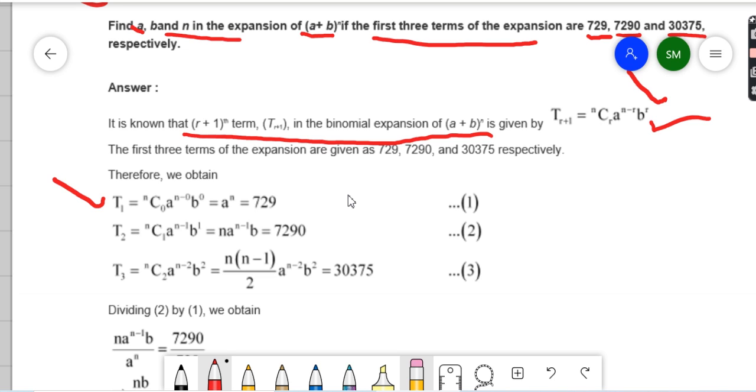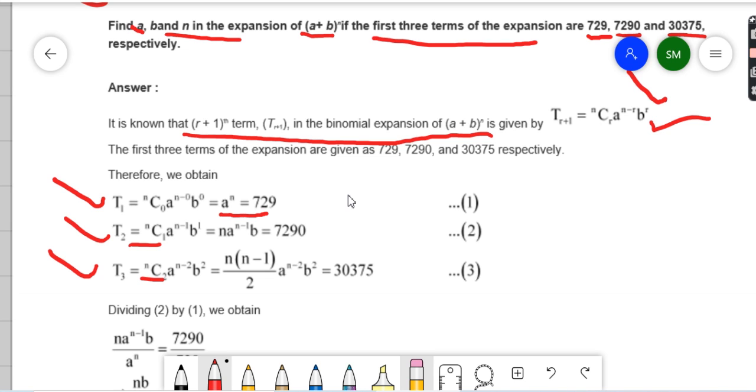When you put R equal to 0, T1 is equal to NC0 A^(N−0) B^0, that is A^N. And the first equation is A^N is equal to 729. Similarly, if you want to find the second term, put R equal to 1, and for the third term put R equal to 2, so NC2 A^(N−2) B², that is N(N−1)/2 A^(N−2) B². This is the NCR formula only.